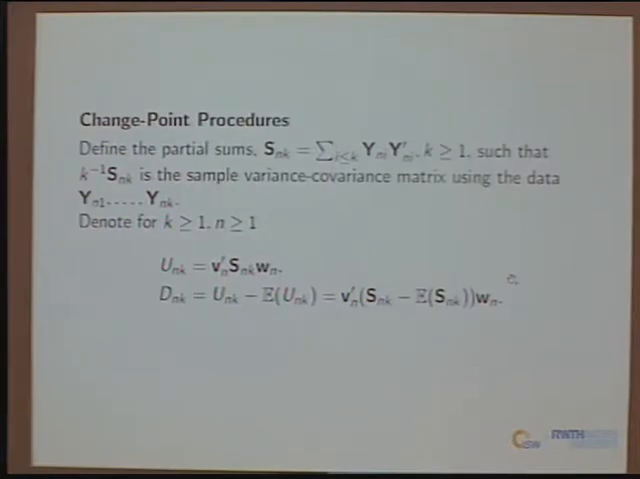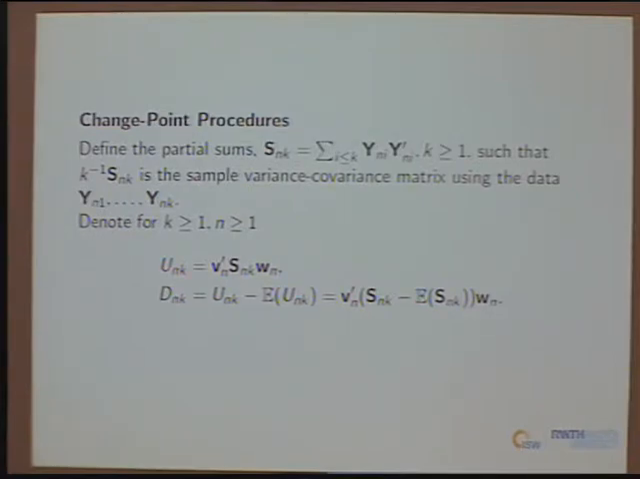The change point procedure is based on the partial sums of the outer products Y_i Y_i prime of our high-dimensional time series. Here I assume throughout that the expectation of the time series is 0, because we are interested in second-order analysis. But it can be shown that in case that it is not, we can center the time series in a pre-step as usual. And still most of the results go through. And then we form our bilinear forms with our weighting vectors v and w.